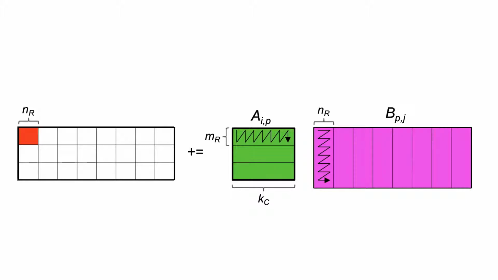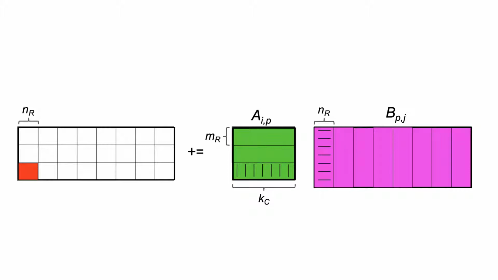And if you think about it, if we want to only access the elements of the micropanel of A and the micropanel of B with stride 1 by going through memory contiguously, then we would want to pack those micropanels as indicated here. Then we move on to the next microtile, and that involves the next micropanel of A but the same micropanel of B.